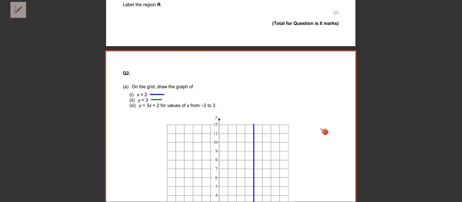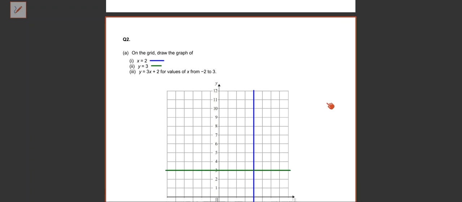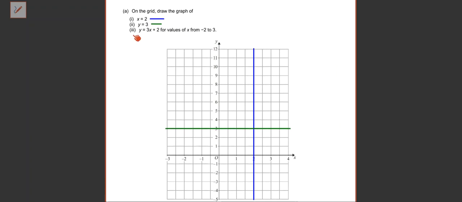Alright, moving on. Again on the grid. I haven't completed this one, so we'll finish this off. Those two lines on the grid: x equals 2, so remember a line that would stop me in the x direction at 2. So that's the x equals 2 line, and the green one is the y equals 3 line. So that's the first part. Part 3 I didn't do yet. I thought we'd do it together just to explain.